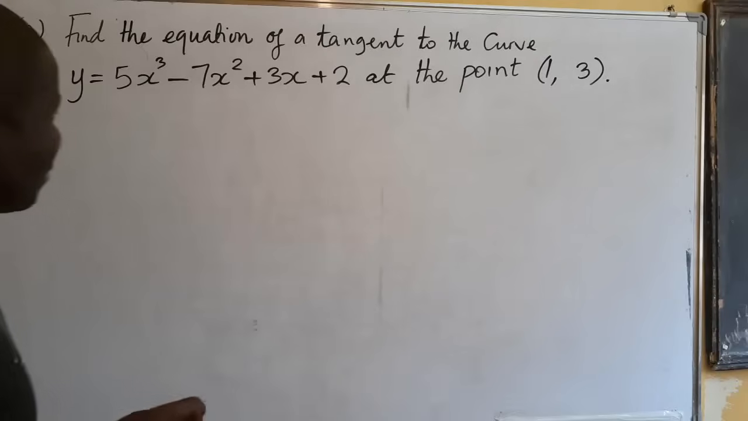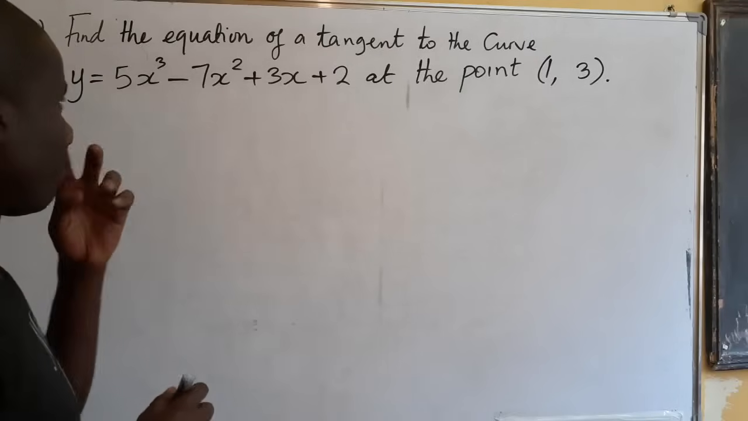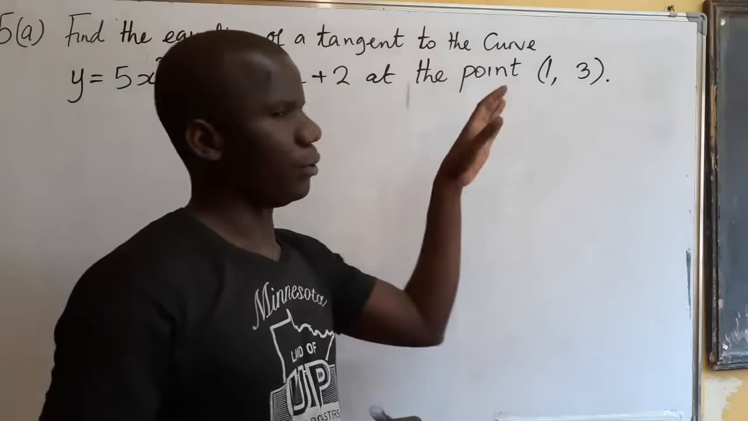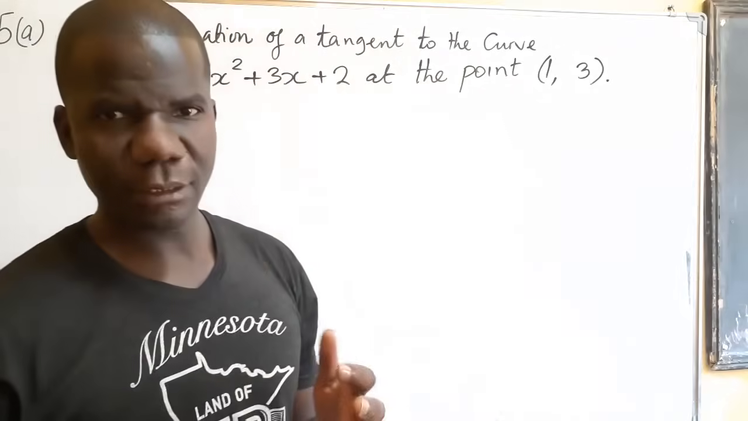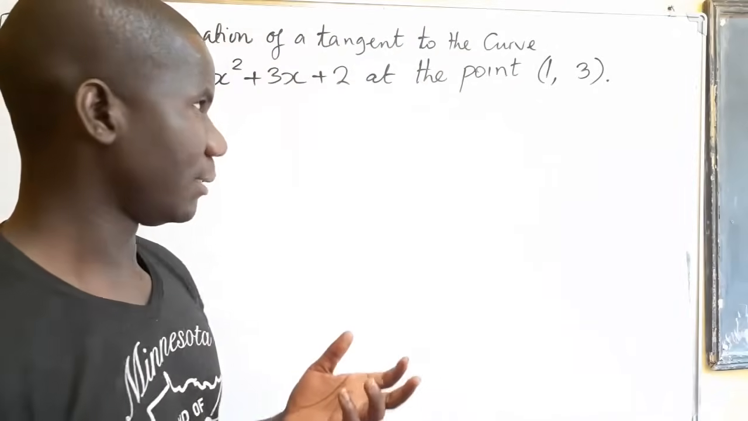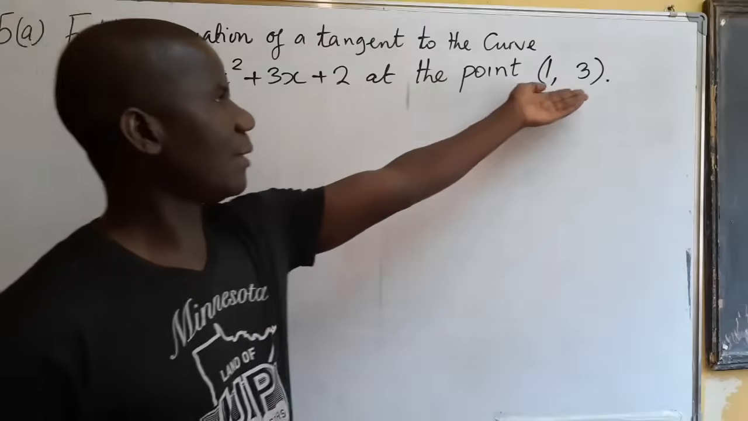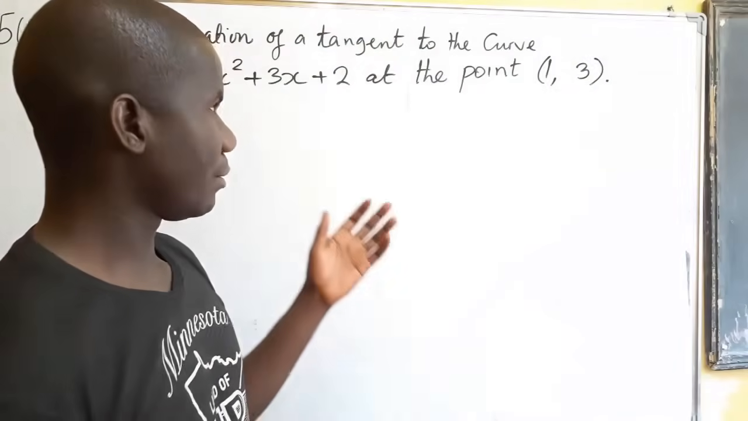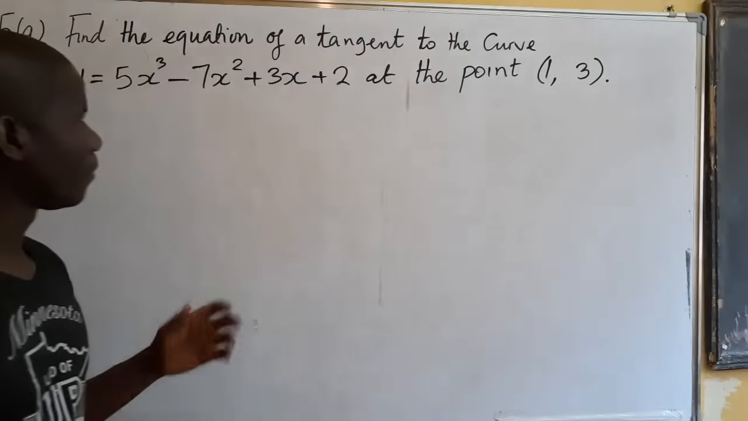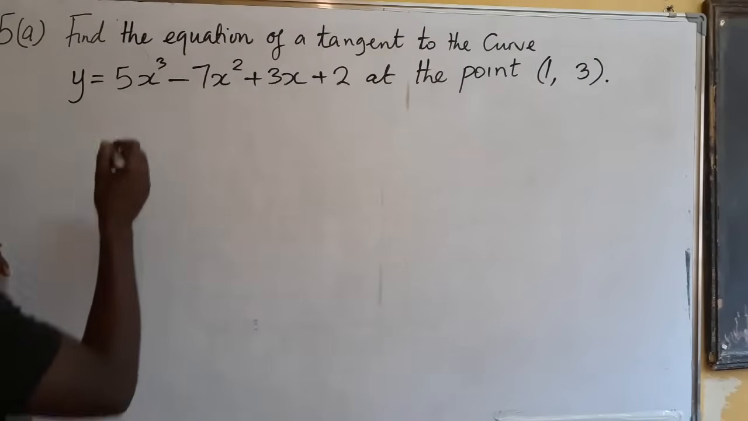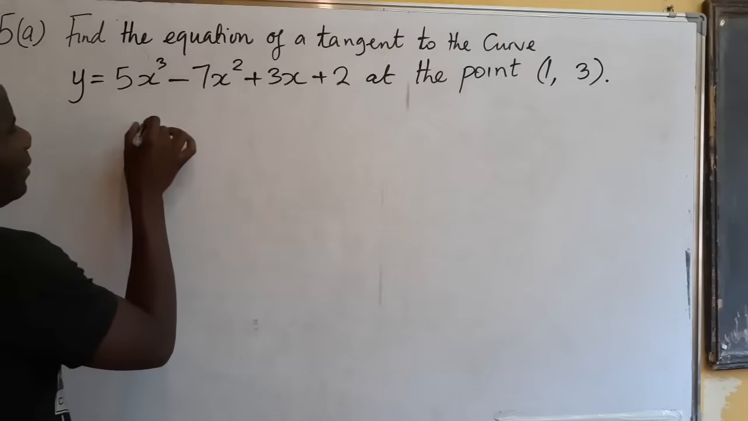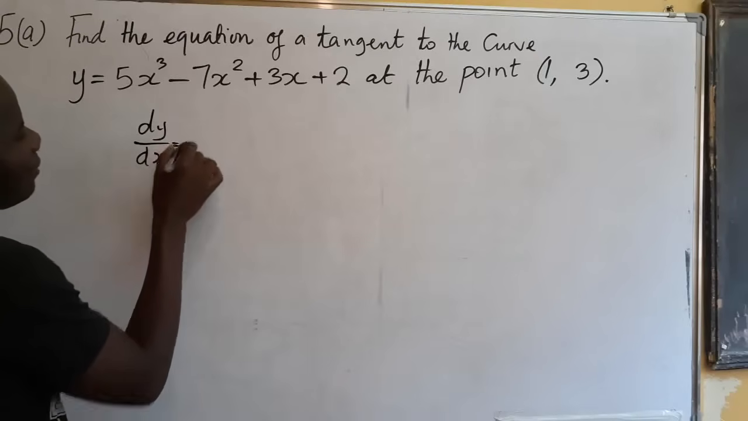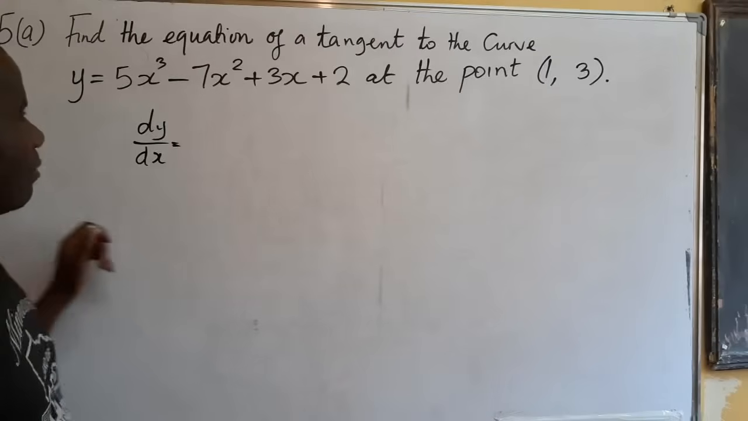Okay, so what we are supposed to do in this case, we are first of all supposed to find, because to write the equation of a tangent, or to write any equation, we need the gradient, okay? We need to find the gradient. We already have the coordinates of a point here, but we do not know what the gradient is. So we need to find the gradient, okay? So that's the first thing that we are supposed to do. So let's find the gradient. To find the gradient, we have to first of all find the derivative of this curve.